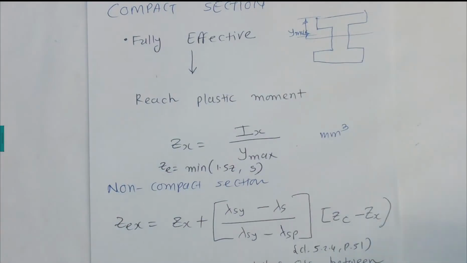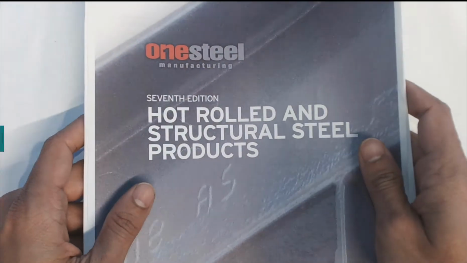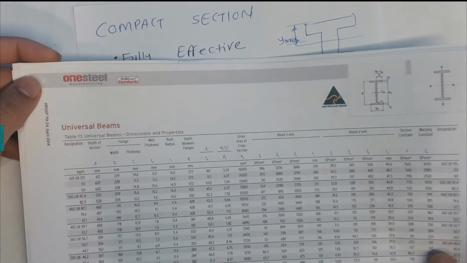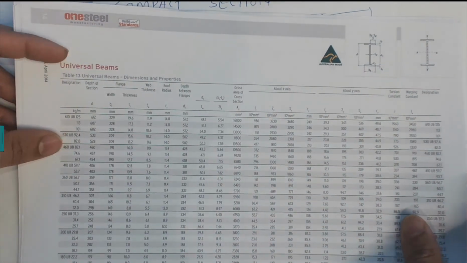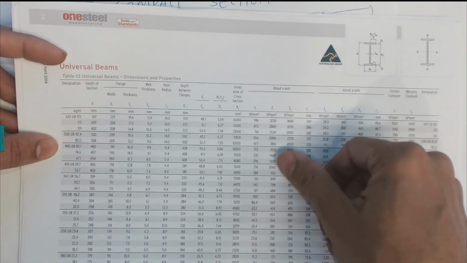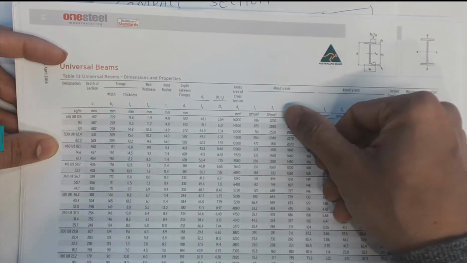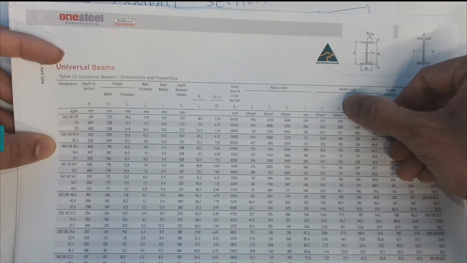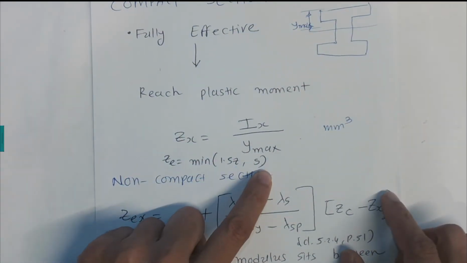So where are we going to find these values? If you are checking the steel tables, on page number, let's say 14, for various universal beam sections, if you look at about the x-axis and about the y-axis, you have a value of Zx and a value of Sx, and you have a value of Zy and Sy. That's how you obtain these Z and S values.